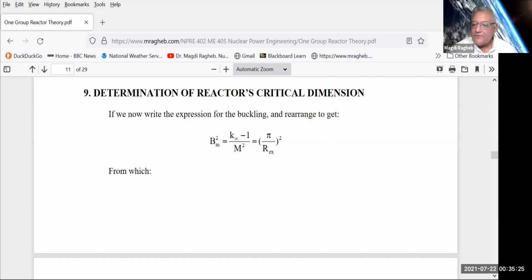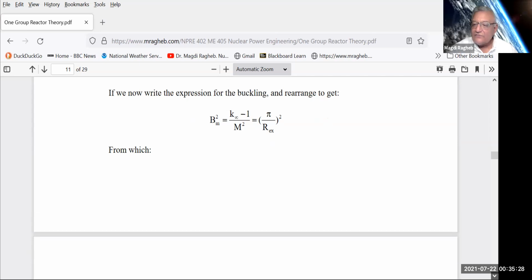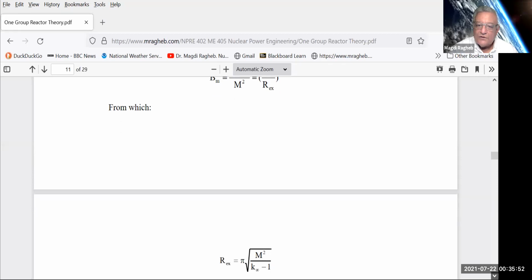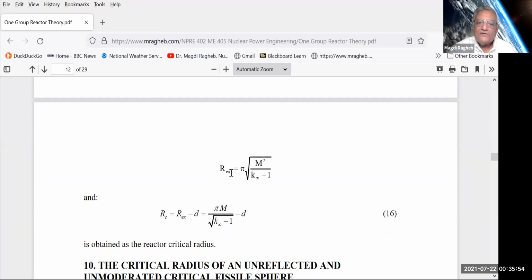And that is going to help me design the size of a nuclear reactor, given that I have a material composition of uranium enriched to a certain level, a moderator or a coolant, water or heavy water or beryllium or graphite. And in that case, just solving for the extrapolated radius R, bringing it to this side and taking the square root, you find that we can determine what is the extrapolated radius for a nuclear reactor to be critical.